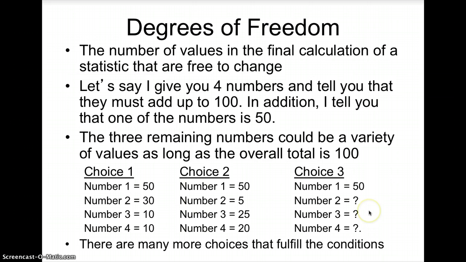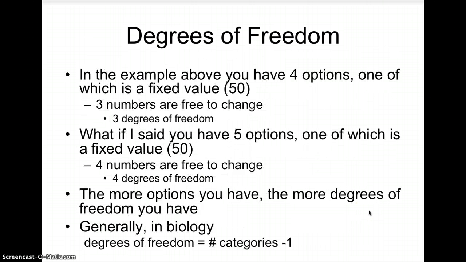In a chi-squared analysis, it's always going to be the number of options you have minus 1. So the number of options you have minus 1 is the degrees of freedom. So in this case, number of categories minus 1. And I just give you some examples here in these bullet points.